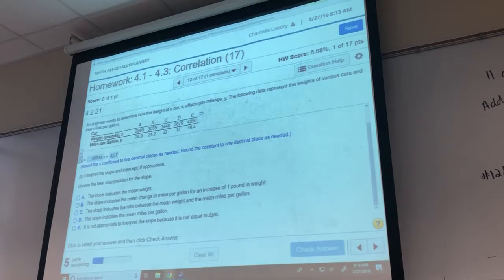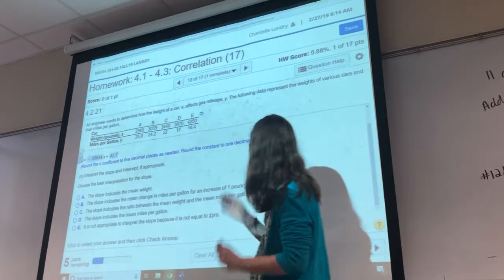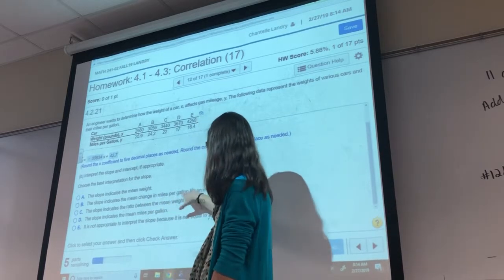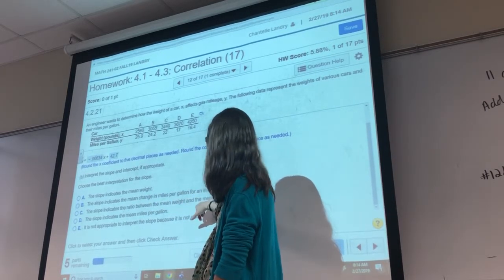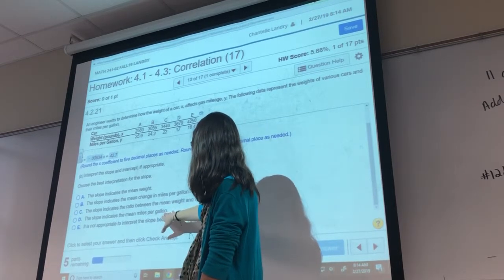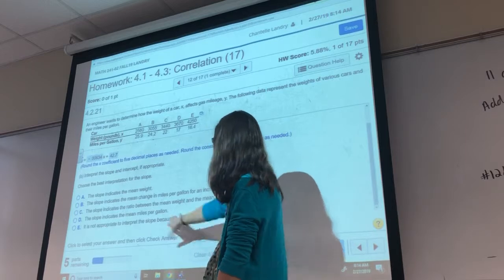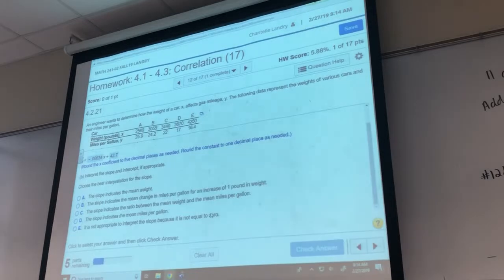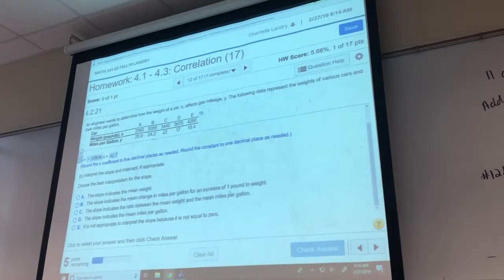So our x is the weight, and our y is the miles per gallon. So if x, the weight, goes up by 1, an increase of 1 pound in weight, the mean change in miles per gallon. It's not going to be a ratio between their averages. It's not just miles per gallon. So it's not the mean weight. So here you want to see if you increase your x by 1, your y is going to change by the slope.